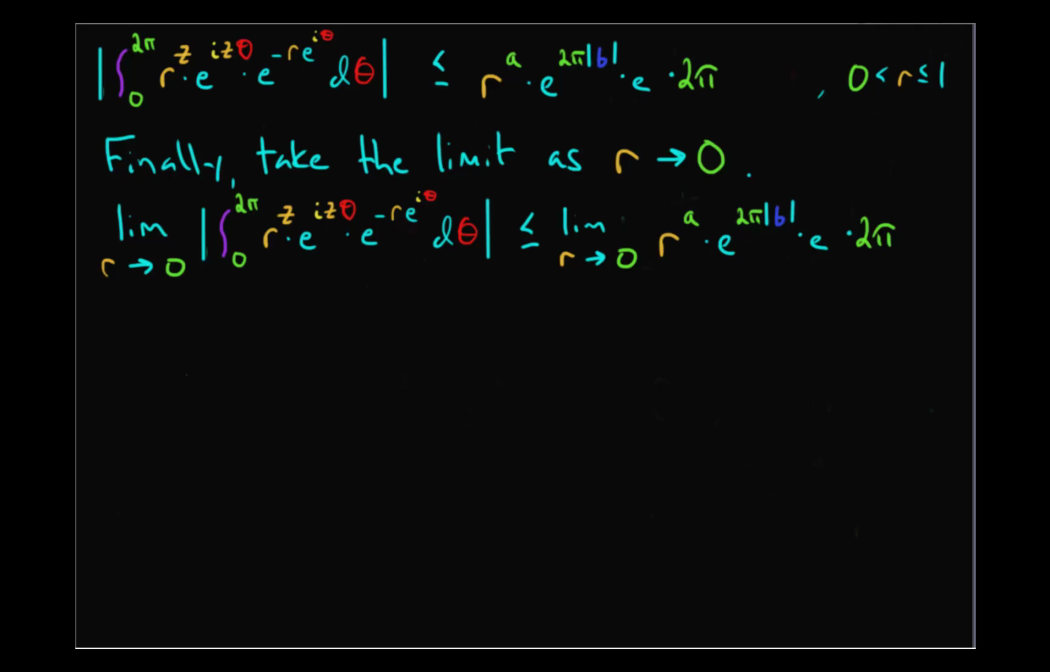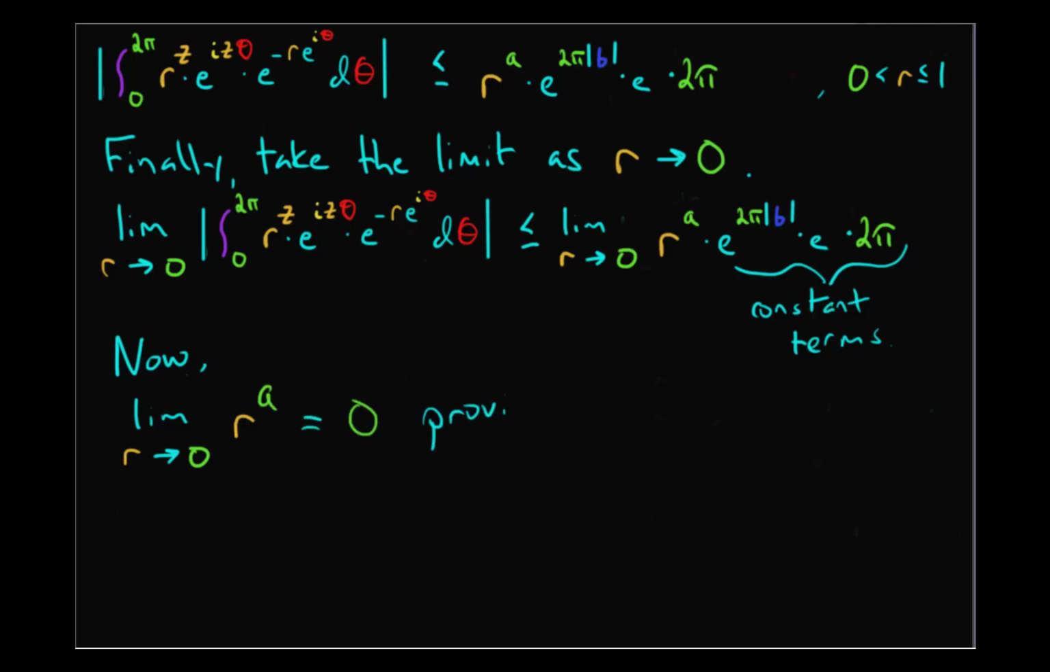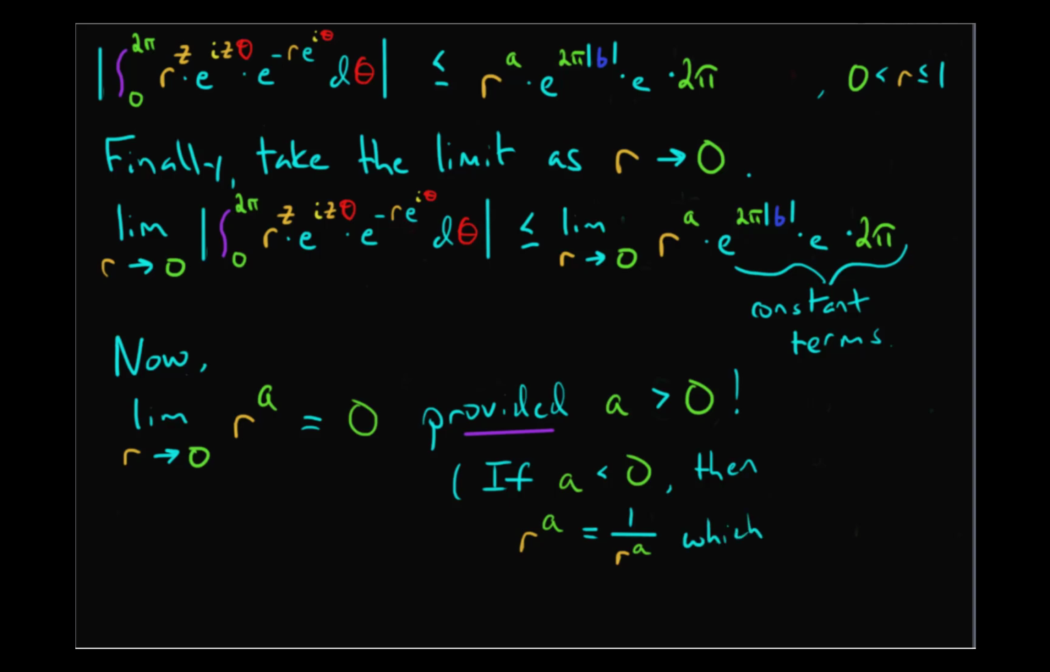And now if you look at the right-hand side of the inequality, you see that we just have an expression in r, namely r to the a, multiplying a bunch of constant terms. Now the limit as r approaches 0 of r to the a, of course, equals 0, provided that a is a positive number. And the reason I make that stipulation is that if a is negative, then r to the a equals 1 over r to the a, which actually diverges as r becomes really small, because then we have a 1 over 0 type expression.